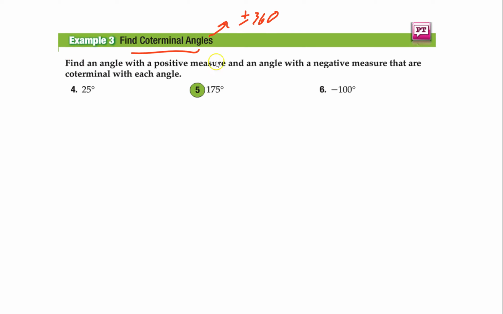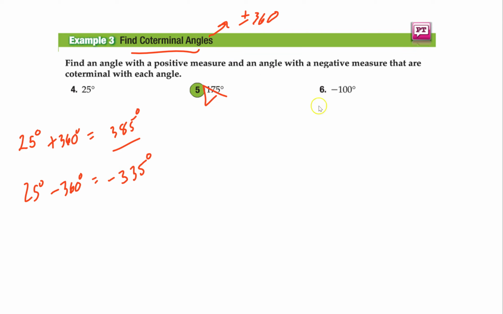Find an angle with the positive measure and an angle with the negative measure that are coterminal to this angle. So we have 25. We want to find a positive coterminal angle. We're just going to add 360 to this, and we're going to get 385. And that's a coterminal angle of 25. They're going to have the same terminal side. Want to find a negative version of it? Just subtract 360, and I'm going to get negative 335. And that's how you find a coterminal angle.